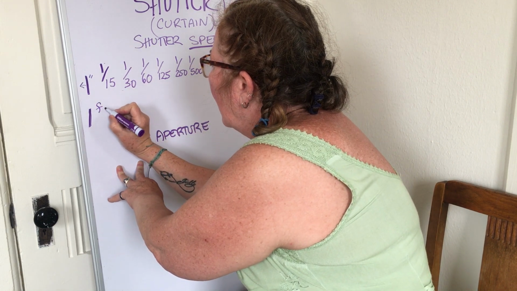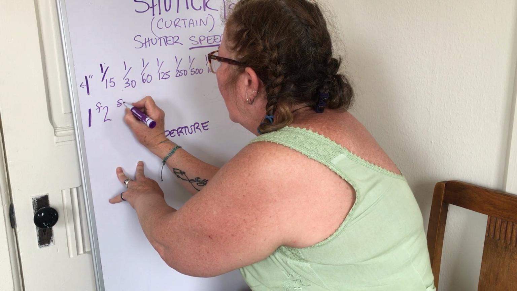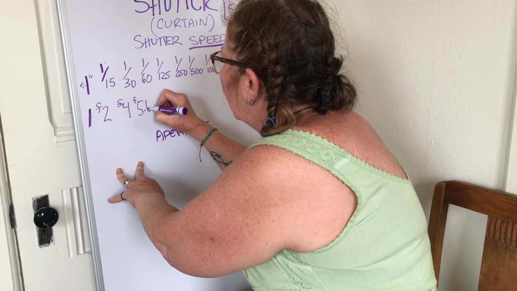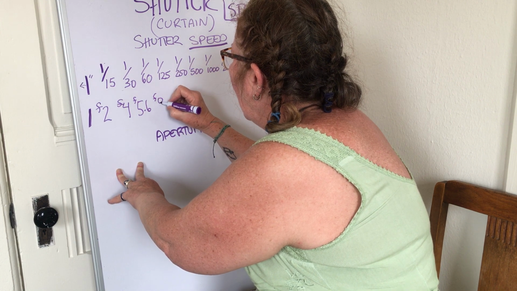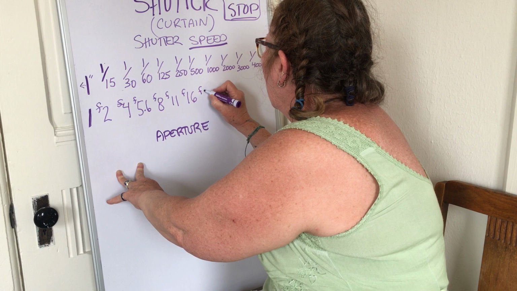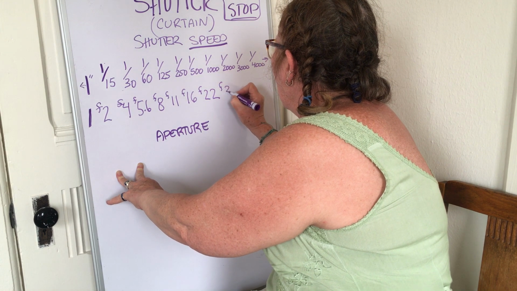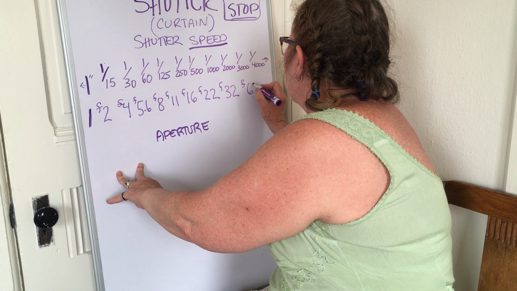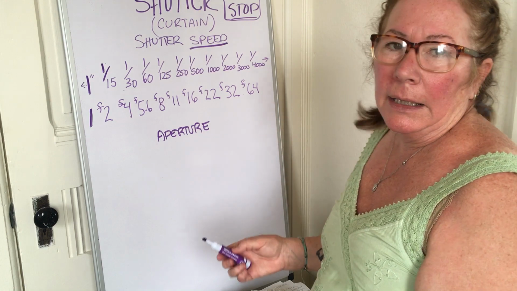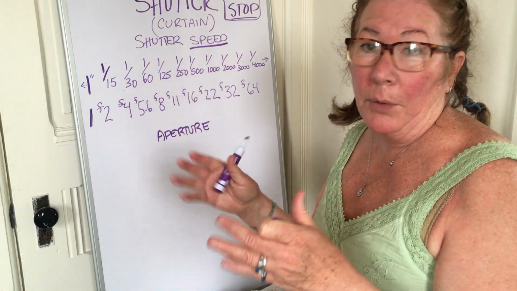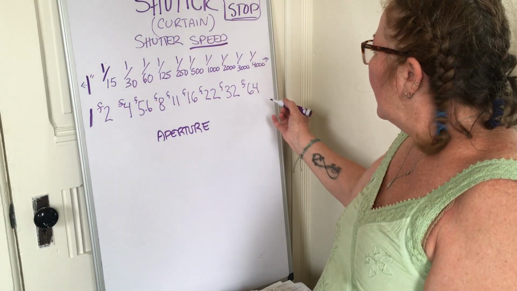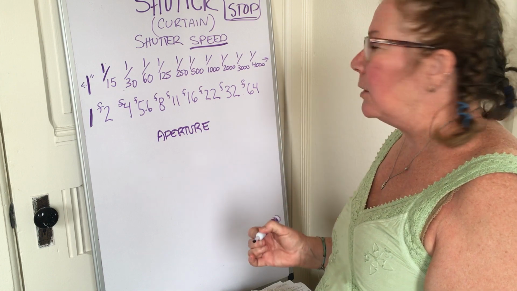So we'll go F2, F4, F5.6, F8, F11, F16, F22, F32, and F64. Now those are pretty common. You normally are not going to see an F64 unless you're using a view camera, one of those big box cameras. In general, they don't go down that small. That would be the tiniest pinhole that you can't even see.